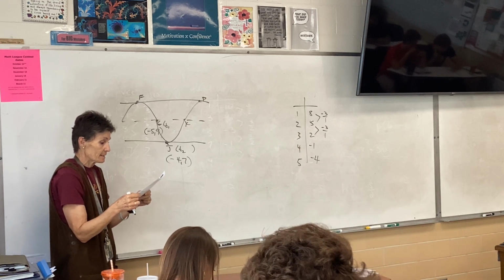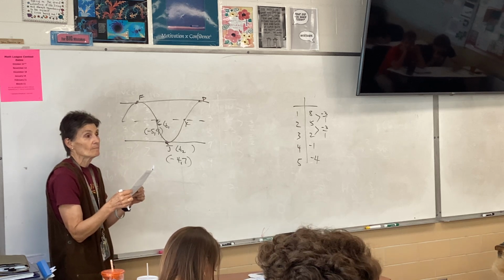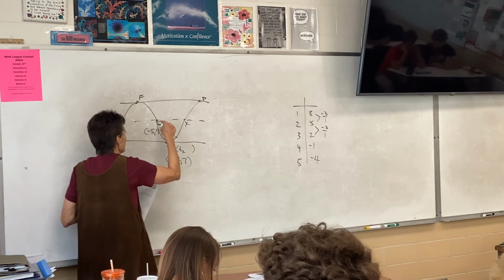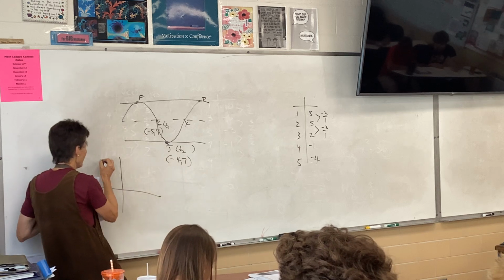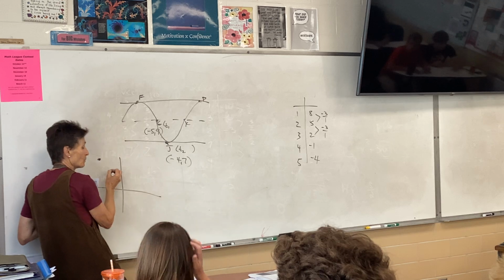Now, is it positive and decreasing or negative and decreasing? Positive. Guys, where would this point be plotted? Where would negative 5, 9 be plotted? Up here? Yep. Where is negative 4, 7 plotted? Right here?